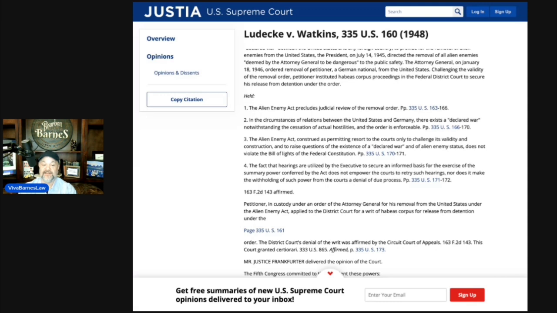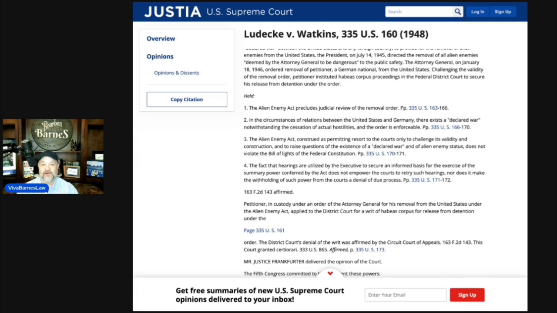It's all the due process that is needed, whatever due process Congress gives in the law and the executive branch chooses to give the individual. The fact that hearings are utilized to secure an informed basis for the summary power. Notice summary. What's summary? It's very quick. That does not empower the courts to retry such hearings, nor does the withholding of such power from the courts amount to a denial of due process. In other words, due process in the immigration context under the Alien Enemies Act requires nothing more than what Congress gave and the president afforded. The courts have no role in it. And due process does not require the courts have any role in it.